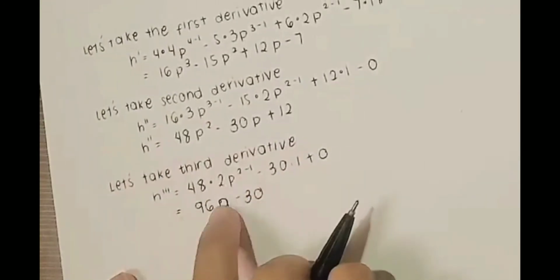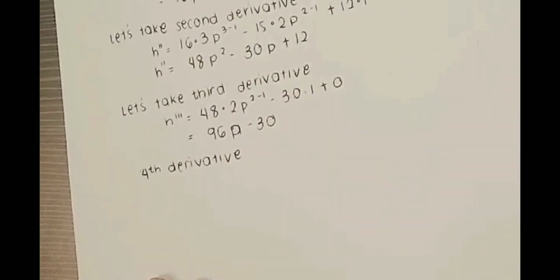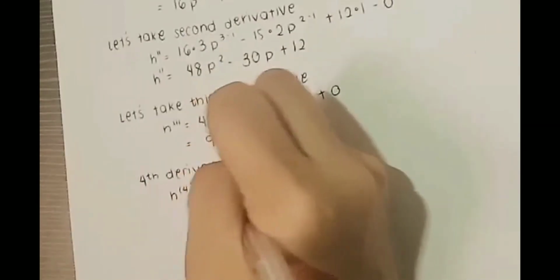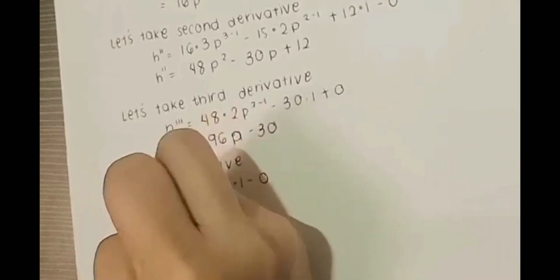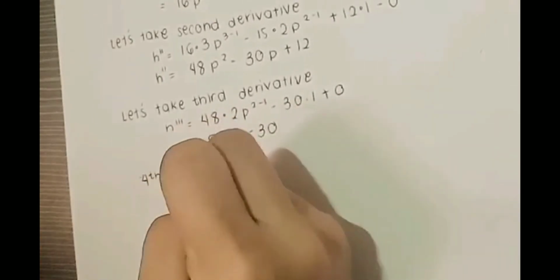So fourth derivative. h fourth prime is equal to 96 times 1 minus 0, and simplify it is equal to 96. So the fifth derivative, the whole number, is equal to 0.